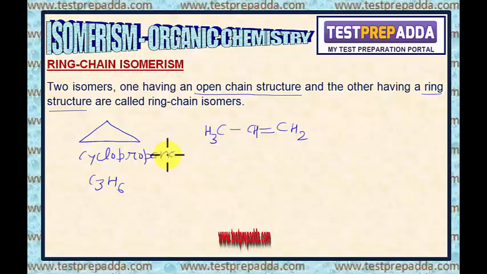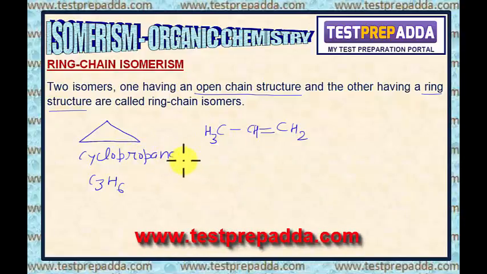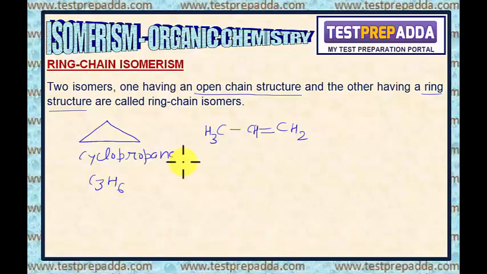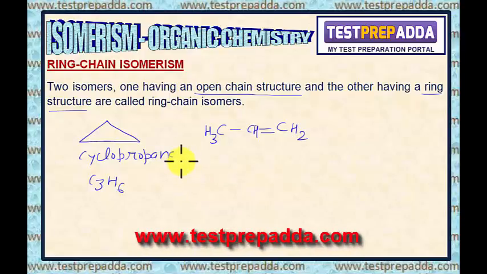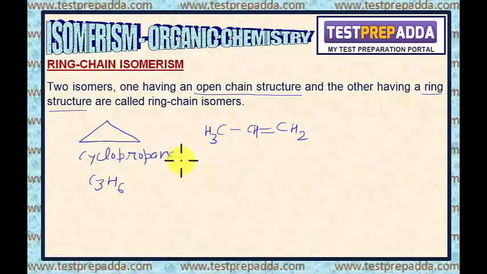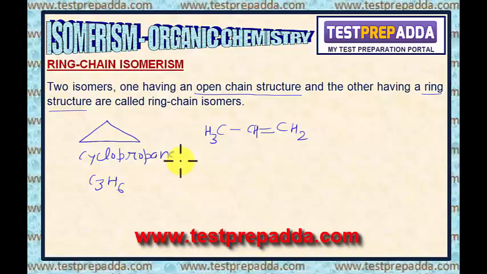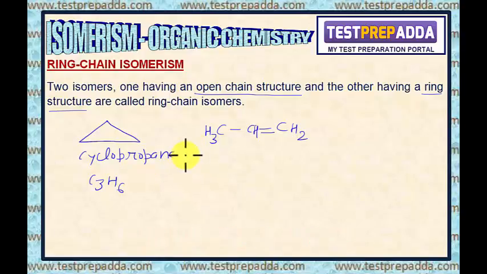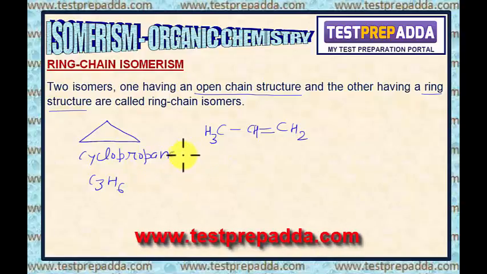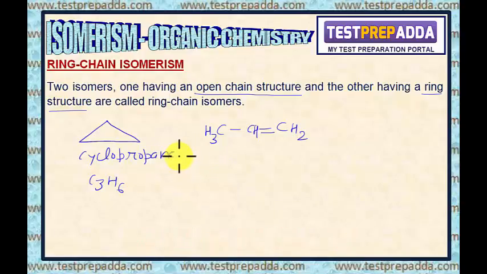Dear students, in another session, I will tell you about how to compare the unsaturations of two compounds, or better I say, how to find the degree of unsaturation. That will help you in writing different isomers, especially structural isomers. My point is clear. So this is about ring chain isomerism. Now I will talk about position isomerism.